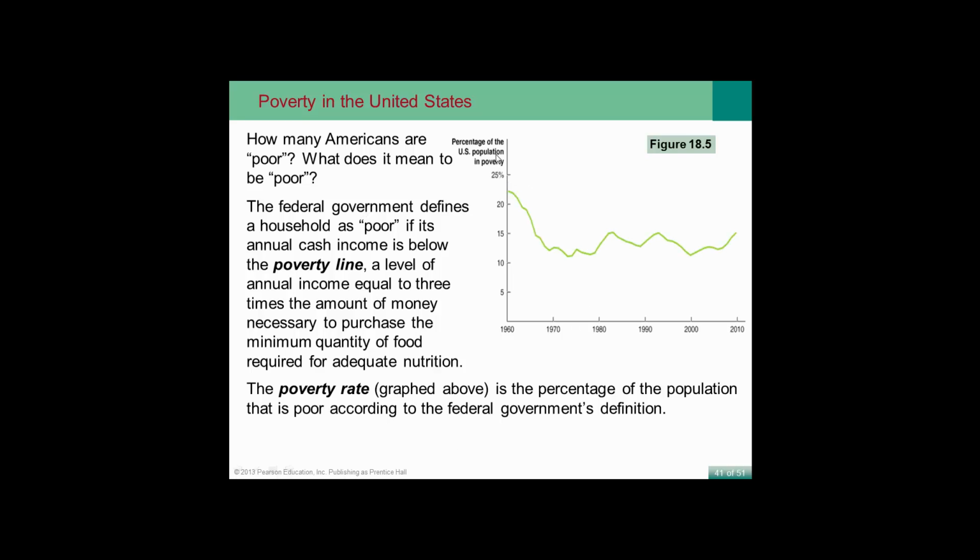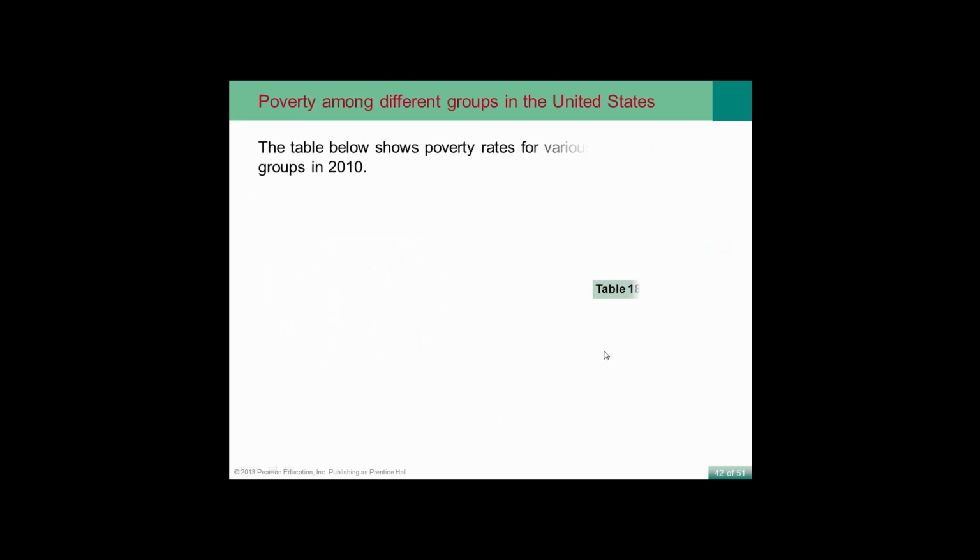This is the poverty rate. What percentage of the population? So over time, the percentage of population that are considered poor or below the poverty line has gone down. Decreases in the poverty rate since the 60s came largely from the expansion of Social Security.